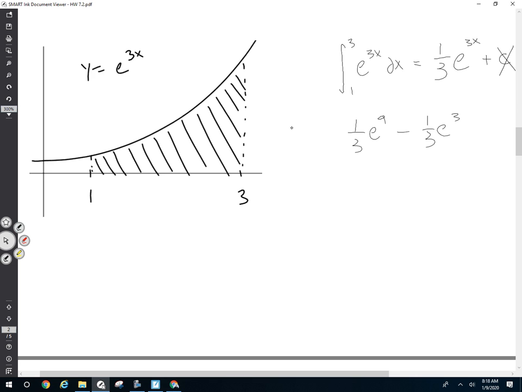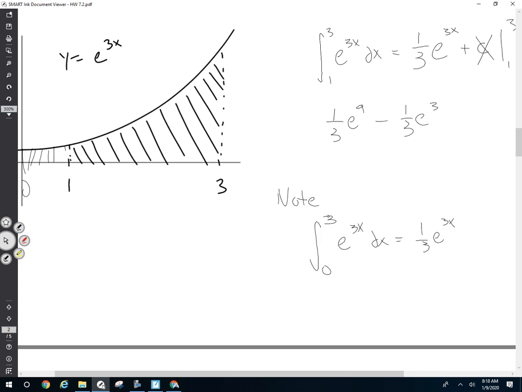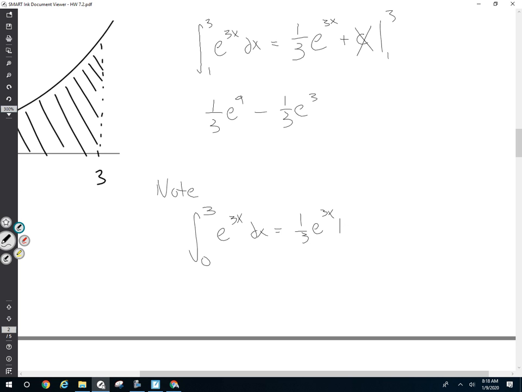What's important, if I was going from 0 to 3, so let's say I started here at 0. A lot of times when we plug in 0, when we find the change, things just go away and we don't have to worry about the initial position. But with e to a power, sorry, this is 0, I'd have 1/3 e to the 9th minus 1/3 e to the 0. Now that's not 0. So make sure we're careful while we're plugging in 0. Don't assume it's 0. This would be 1/3 e to the 9th minus 1/3.